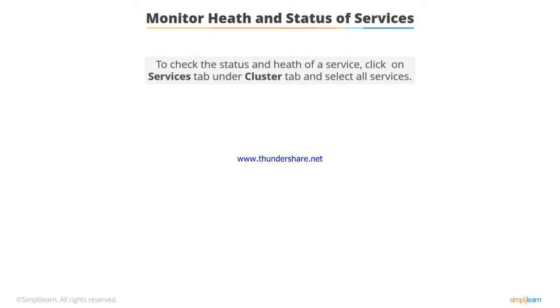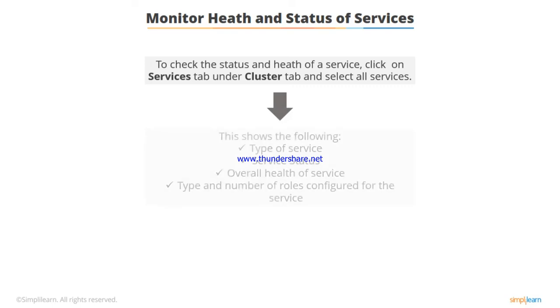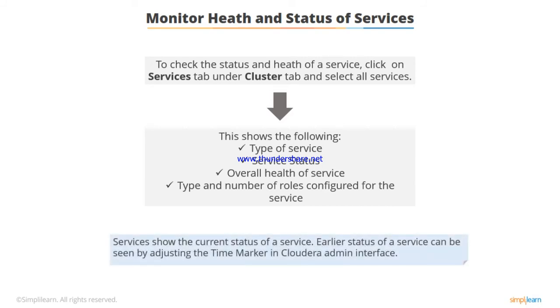To check the status and health of a service, click on the Services tab under the Cluster tab and select All Services. This shows the following: type of service, service status, overall health of service, type and number of roles configured for the service. Note that the services show the current status of a service. Earlier status of a service can be seen by adjusting the time marker in the Cloudera Admin interface. The demonstration in the next screen shows the steps in detail.